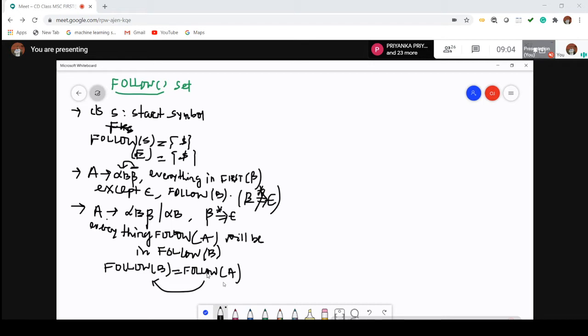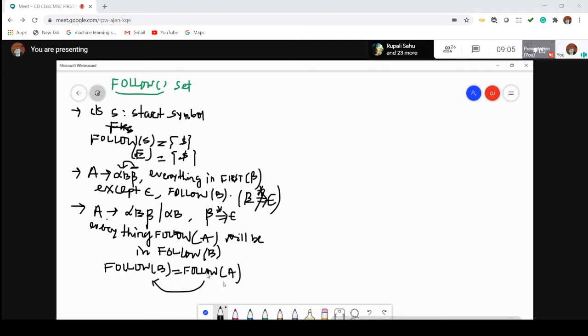Rule number 1: if S is the start symbol, follow of the start symbol is equal to $. Rule number 2: if there exists a production of the form A to alpha B beta, first calculate first of beta. All the values present in first of beta except epsilon will be in follow of B.